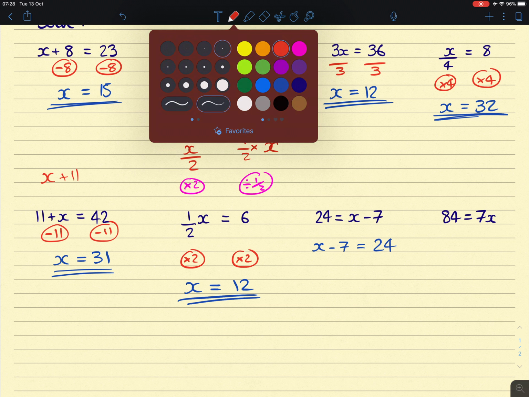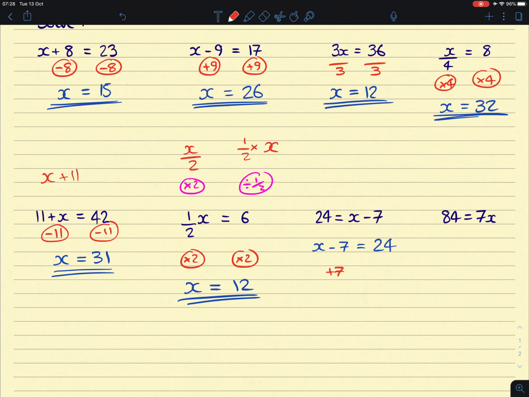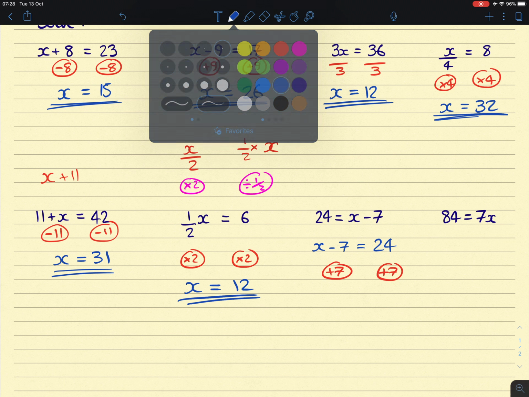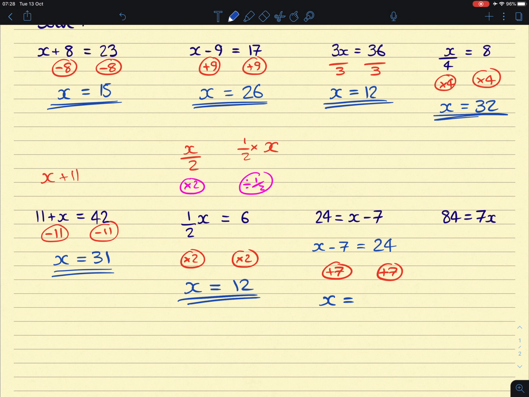We're trying to get rid of a takeaway 7 here, so we need to add 7 to both sides in order to leave our x on its own. And then 24 plus 7 will give us 31. So that one's solved.